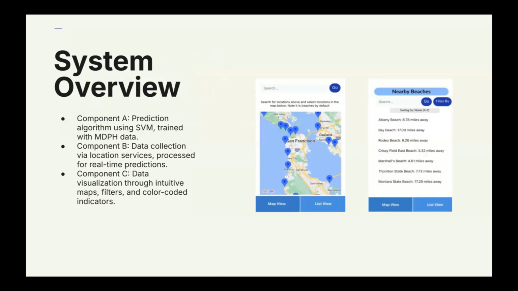So in terms of our system overview, we had a couple of components that we used. The first component in our application is our prediction algorithm. We trained the data using the Massachusetts Department of Public Health public beach information, which included a subset of around 100 beaches that all had a variety of data in there. For example, indicator levels, location, and beach type, all of which help provide comprehensive insights into water bodies across the state. This was all publicly available data, which we used to train our algorithm.